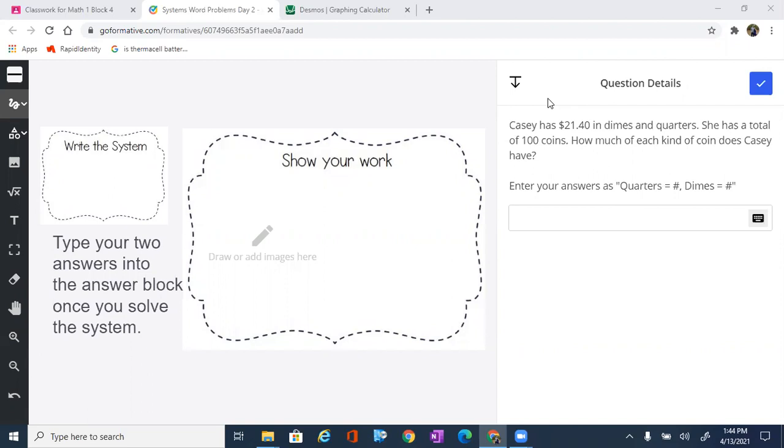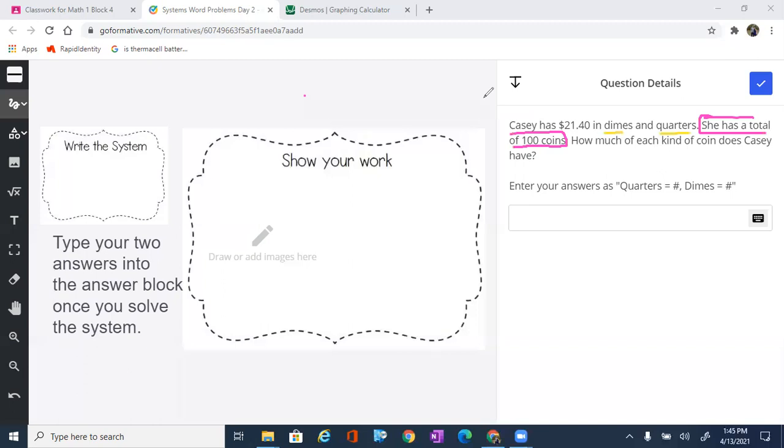So remember, I automatically look for the easy equation in these problems, and the easy one really is about the total of coins that are in there. She's got a total of 100. Now, the one thing we do have to do is come back and find out what we are looking for. We are looking for dimes and we are looking for quarters.